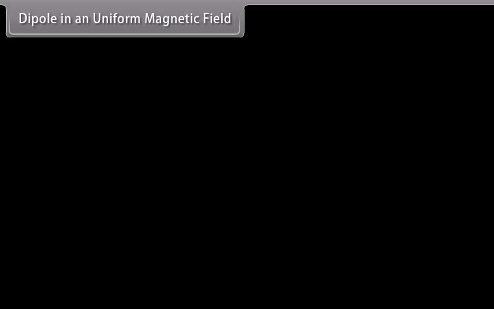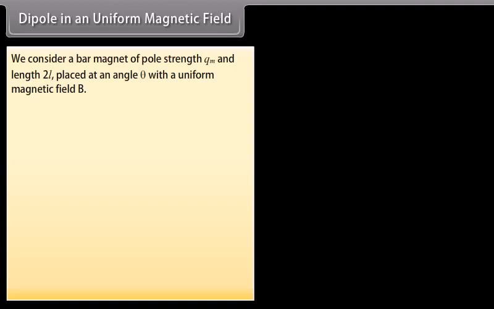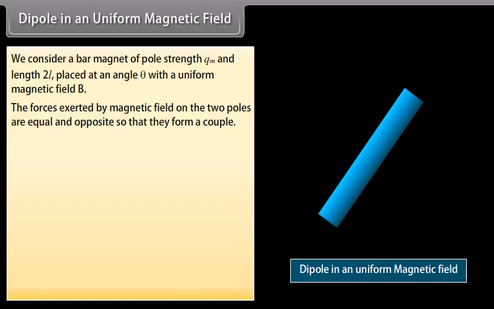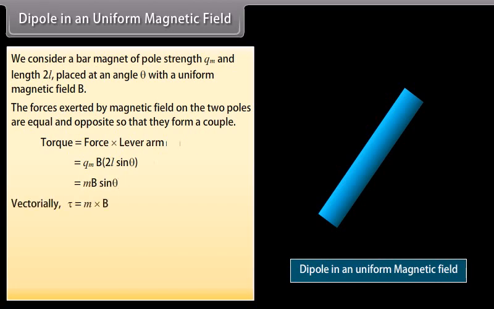Dipole in a uniform magnetic field. We consider a bar magnet of pole strength Qm and length 2L placed at an angle theta with a uniform magnetic field B. The forces exerted by the magnetic field on the two poles are equal and opposite, so that they form a couple. Torque is equal to force into lever arm. By putting the values in the above equation, we get the value of torque equal to mB sine theta. Vectorially, it is represented as tau equals the cross product of m and B.